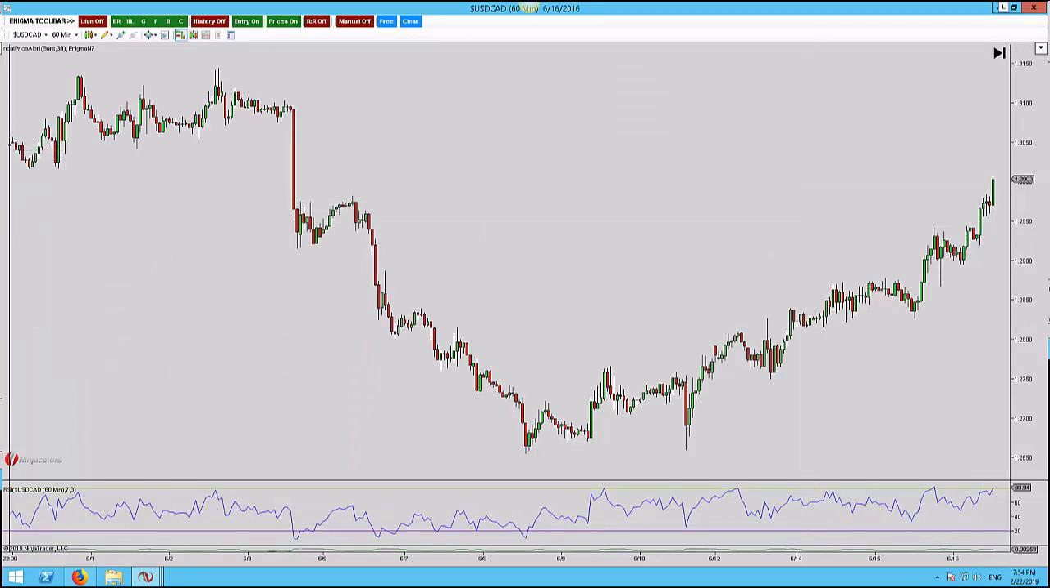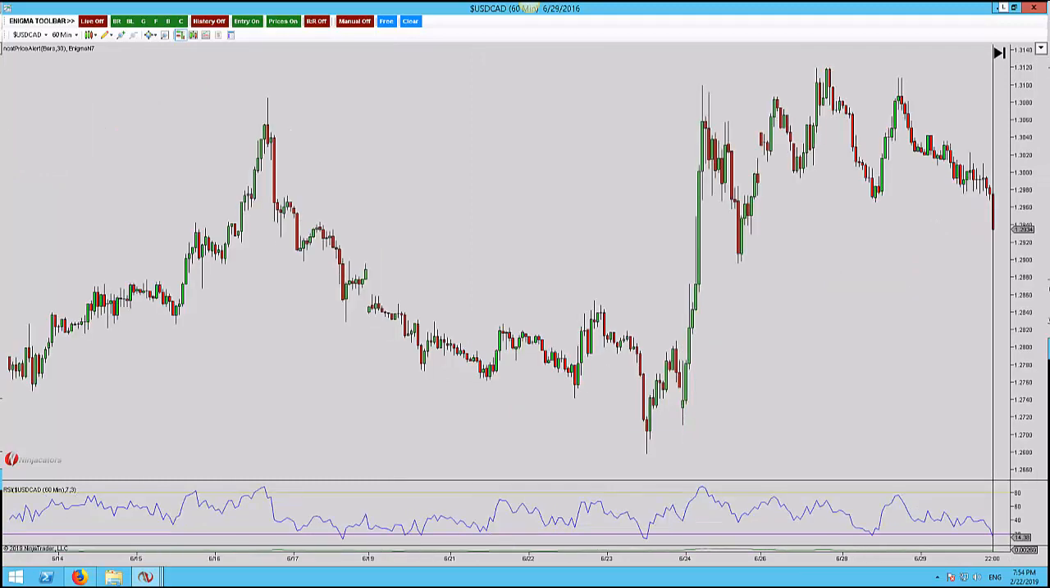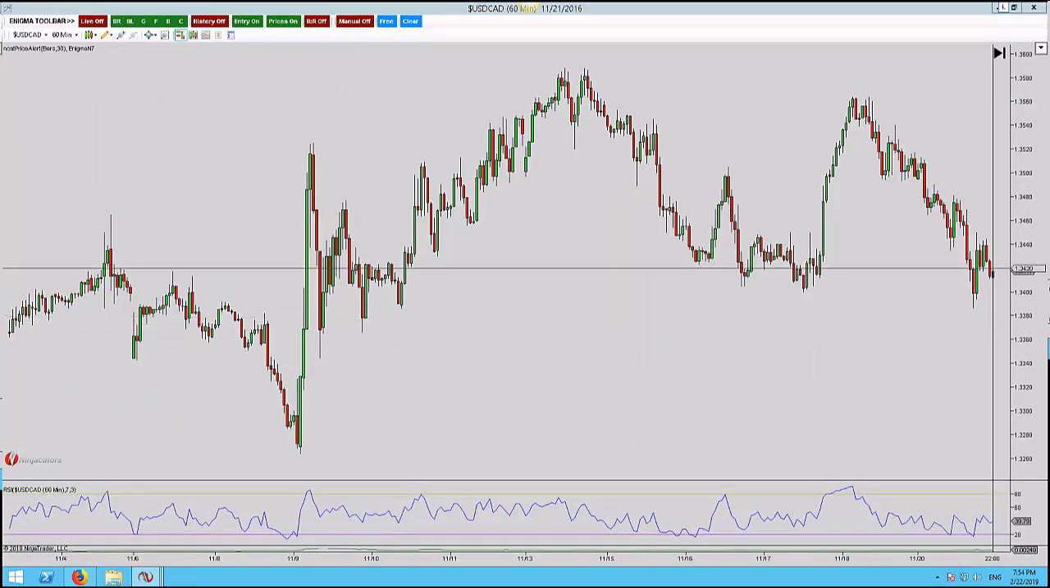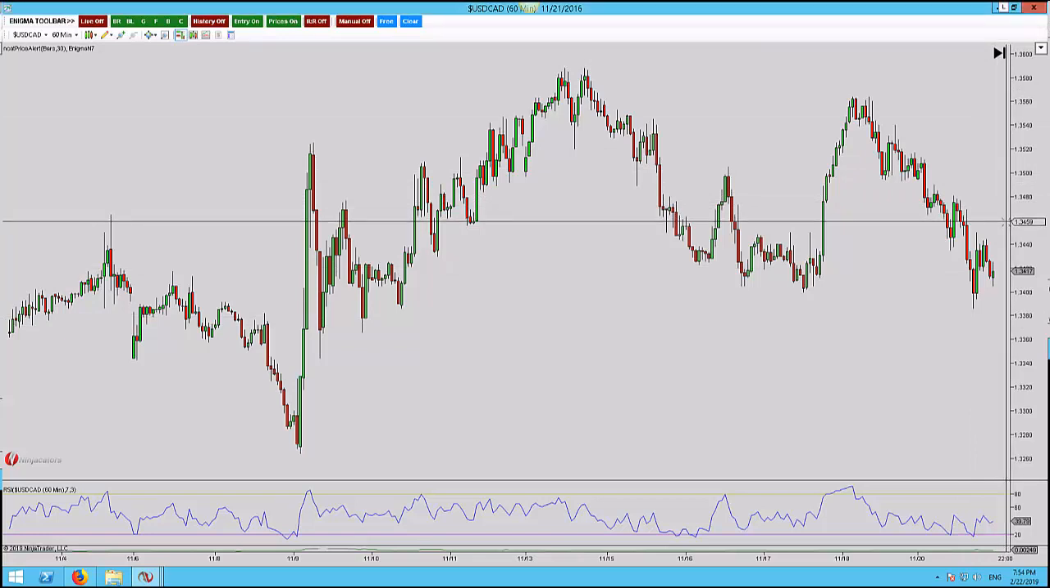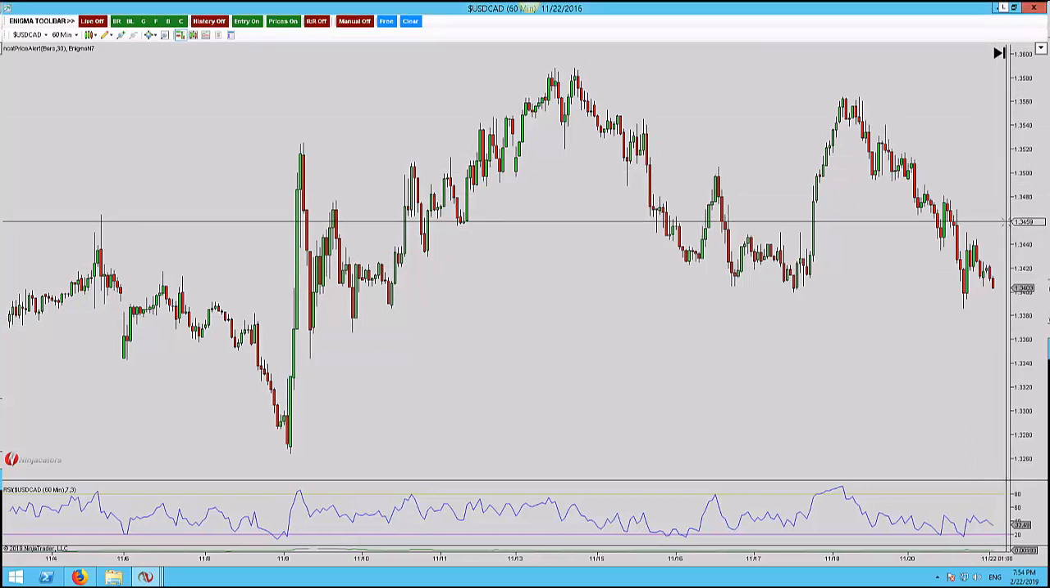Clicked on the dailies there now by mistake. Just let me go back over to it. Again, guys, if you ever use Ninja and you have linked charts like this, if you click off one chart into another, it just moves everything to that point.